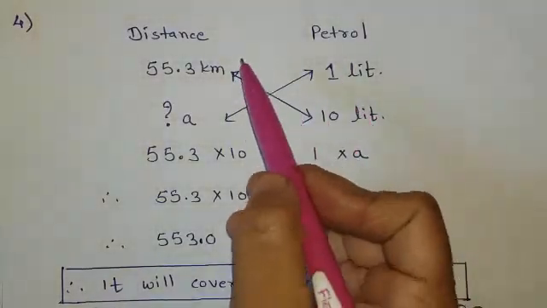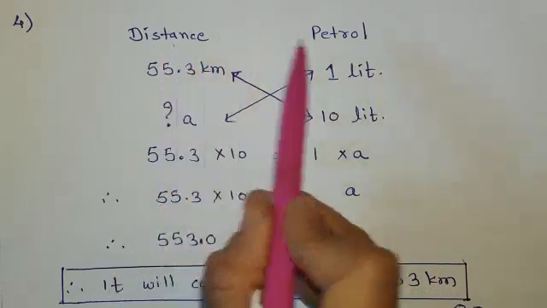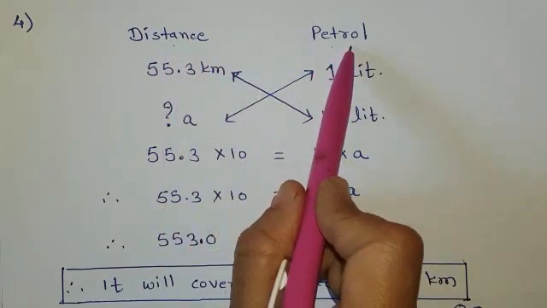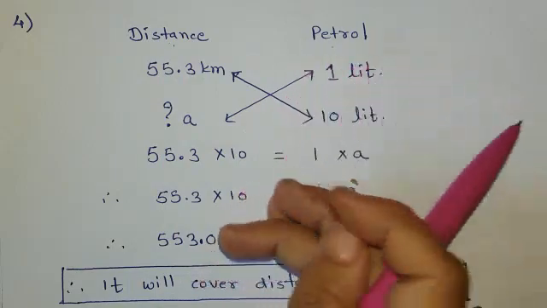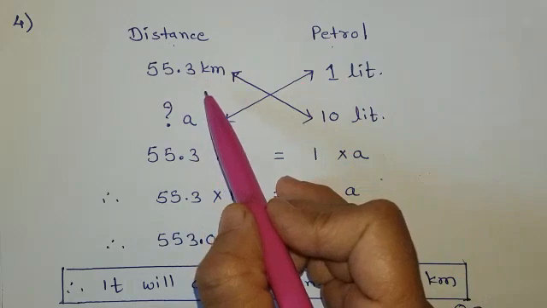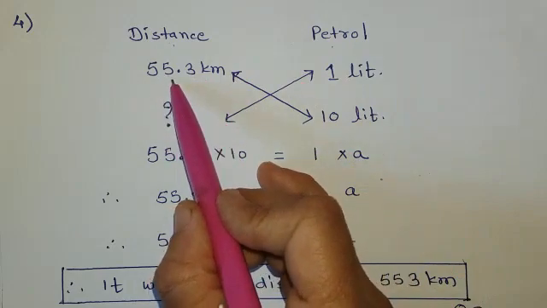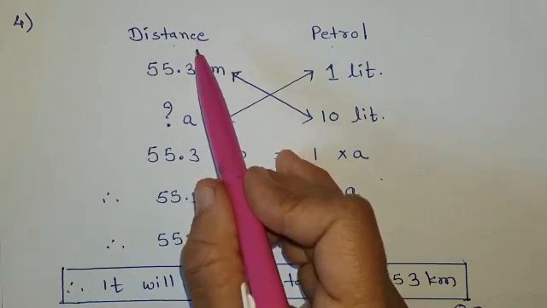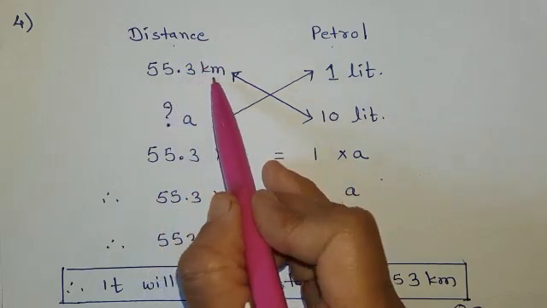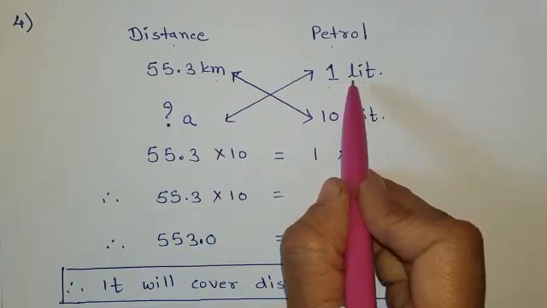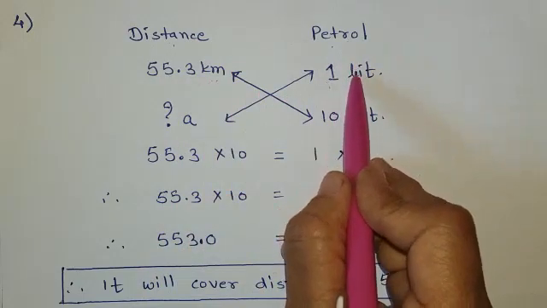Now see here, we are given two quantities, distance and petrol. So I have written distance on one side and petrol on the other side. Now again read the question carefully. It is given that a two-wheeler moves 55.3 km, so that is the distance. So I have written 55.3 km below the distance, in 1 liter of petrol. So I have written 1 liter below the petrol.